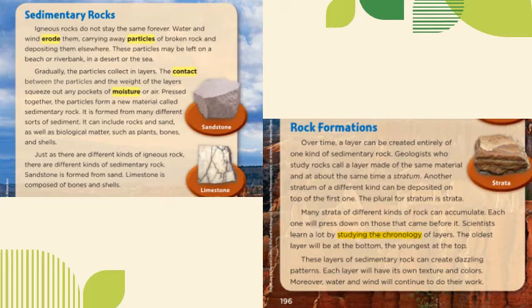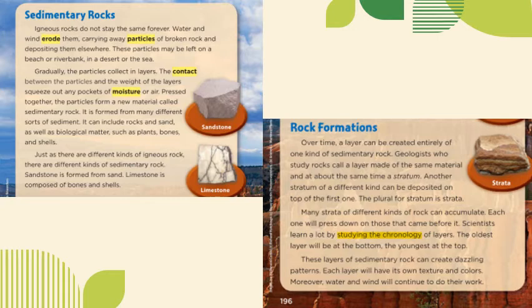Rock formations. Over time, a layer can be created entirely of one kind of sedimentary rock. Geologists who study rocks call a layer made of the same material and at about the same time a stratum. Another stratum of a different kind can be deposited on top of the first one. The plural for stratum is strata. Okay, so if you want to use stratum as a plural, you can say strata. Many strata of different kinds of rock can accumulate. Each one will press down on those that come before it.